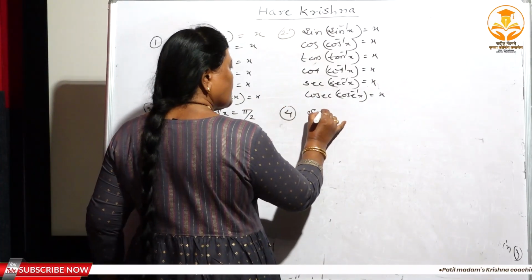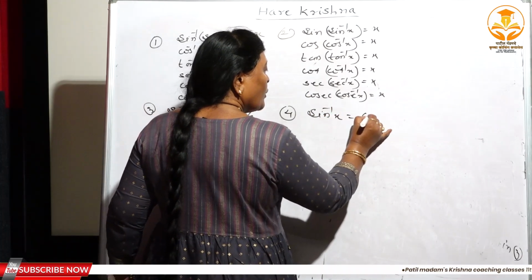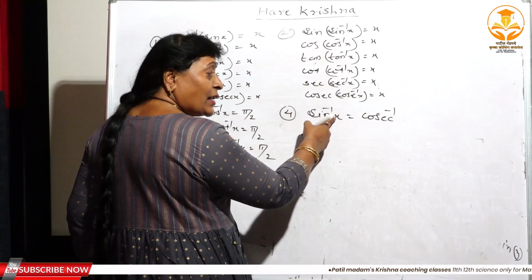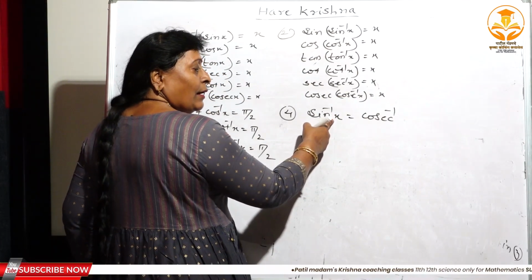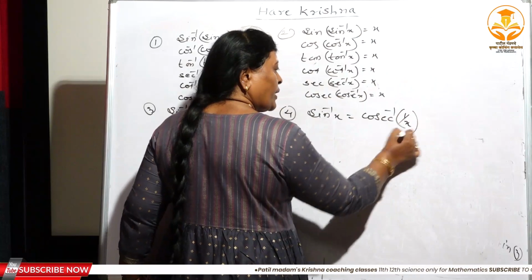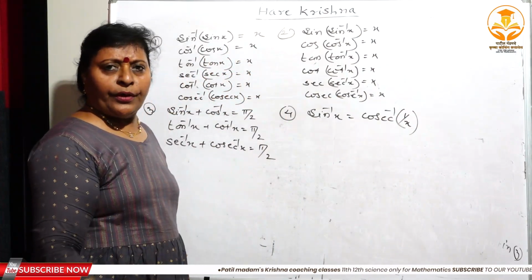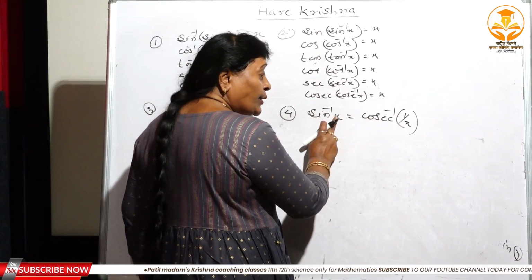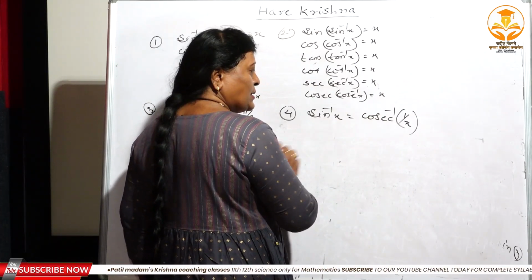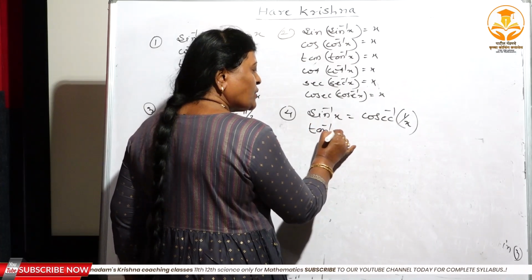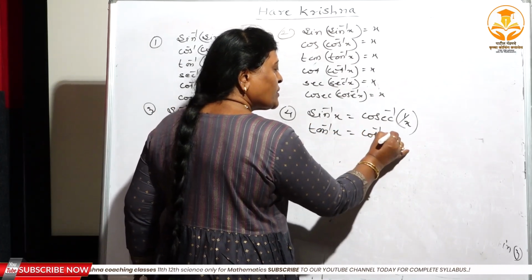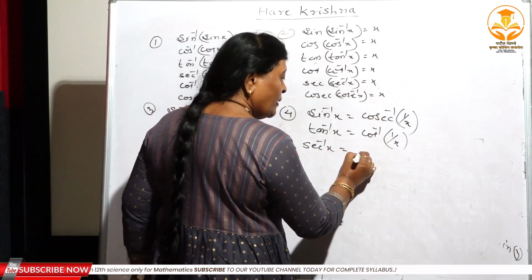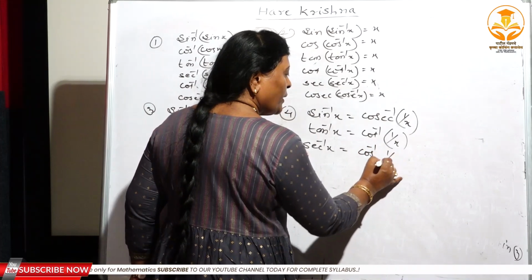The sin inverse x, you can write as a cosec inverse. The sin inverse is converted into cosec inverse by taking the reciprocal of this angle, that is 1 by x. Therefore, remember, this is also very important. Whenever you have to make the sin inverse in the form of a cosec inverse, you have to take the reciprocal of this angle, isn't it? Similarly, tan inverse x you can write as a cot inverse 1 by x, and similarly the sec inverse x you can write as a cos inverse 1 by x.